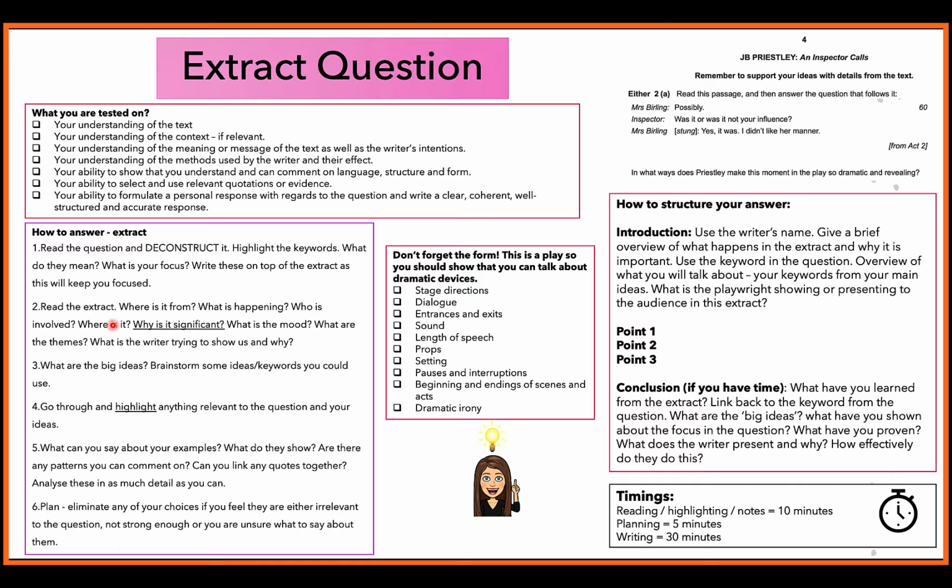Once you've understood what you're looking for, you've gone through the question, then read through the extract. Where is it from? What's happening? So you just want to make some really, really quick notes here. Where is it from in terms of the play? So obviously you're told here, this is from Act 2, but you want to just make sure, okay, I know what happens in Act 2, but I know what happens before it, I know what happens after, I know at what point the characters are at here in this extract, I know at what point the action is at.